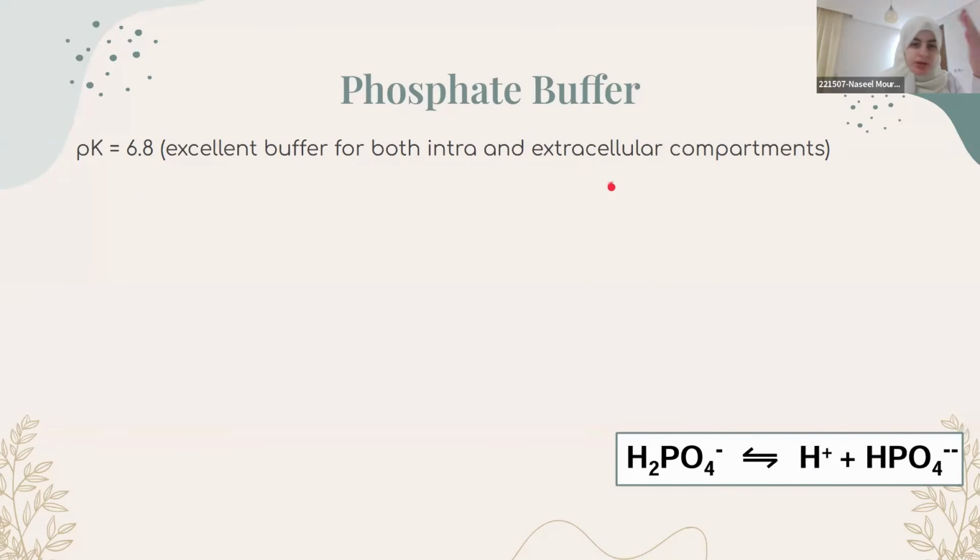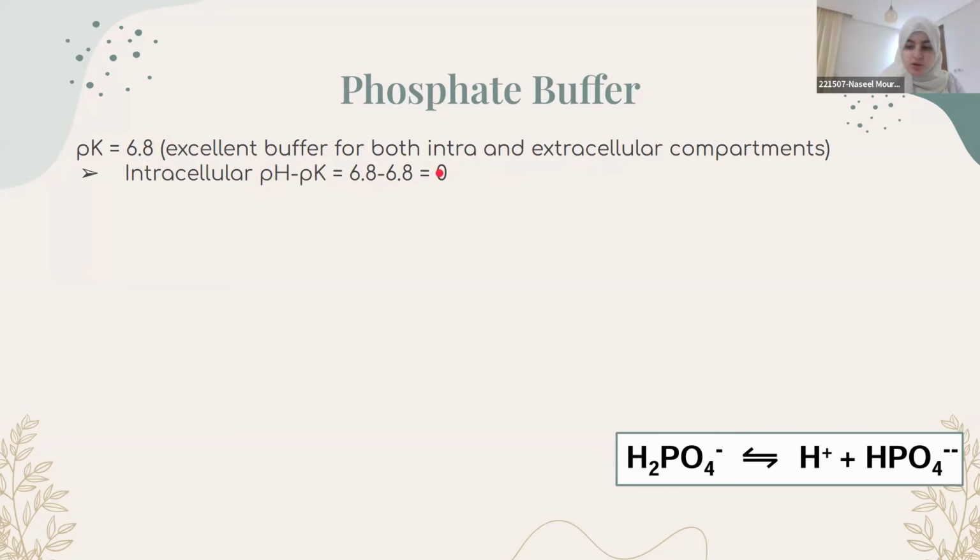Now, why am I separating intracellular and extracellular? Because we said the pHs are slightly different. We said that the pH of the intracellular space is 6.8. Now, what's the pH-pK difference in this case? It would be 6.8 minus the intracellular pH of 6.8. It's 0. This means that it's an excellent buffer.